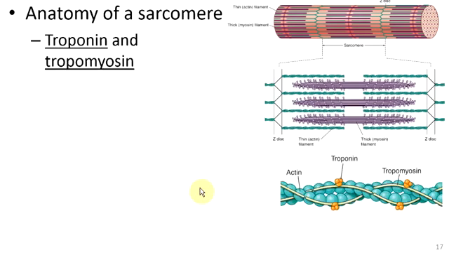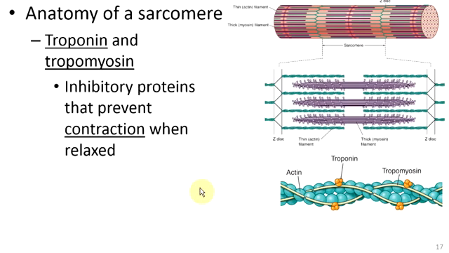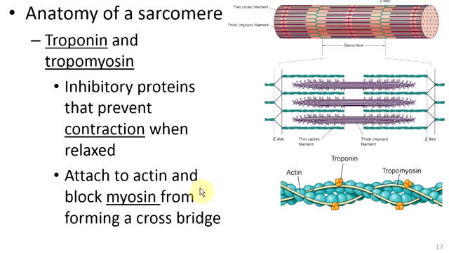Now, covering the actin are two proteins called troponin and tropomyosin. They're inhibitory proteins, and what they do is prevent the interaction between the actin and the myosin so that we don't form the cross bridges when the muscle is relaxed. And so when we send the impulse to contract a muscle, it removes those inhibitory proteins. So you can actually have the muscle contraction.